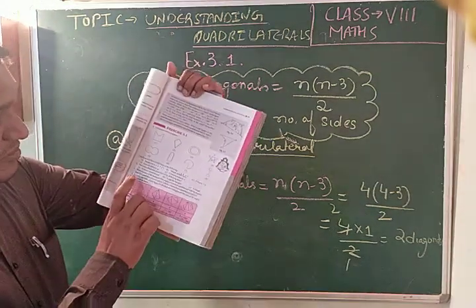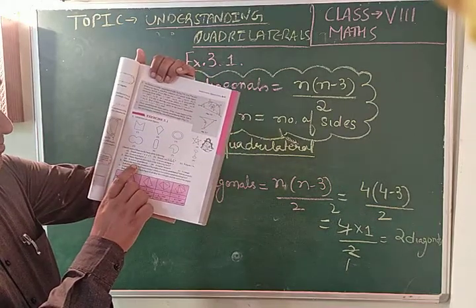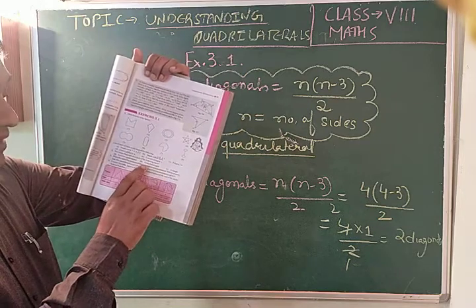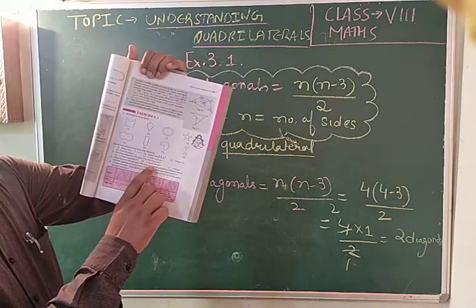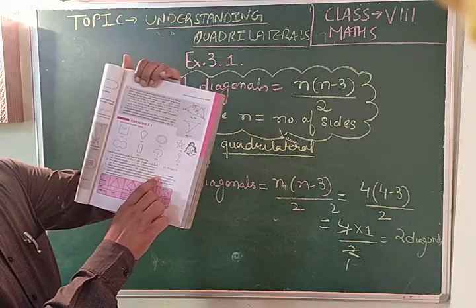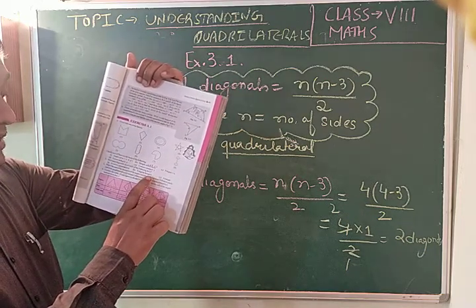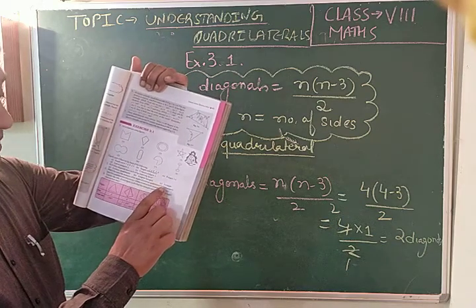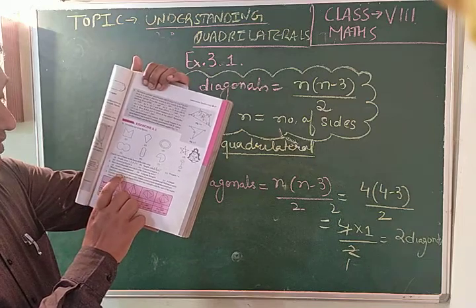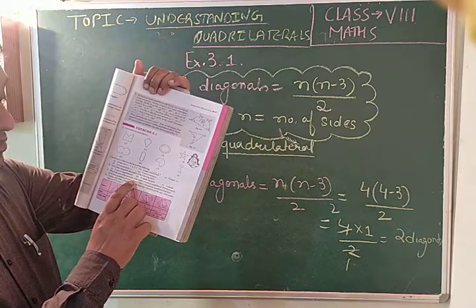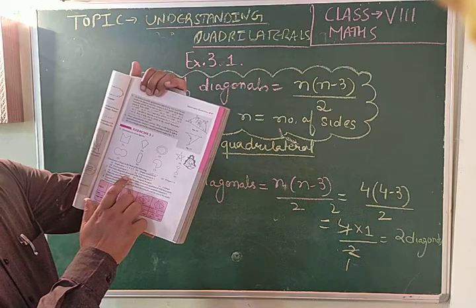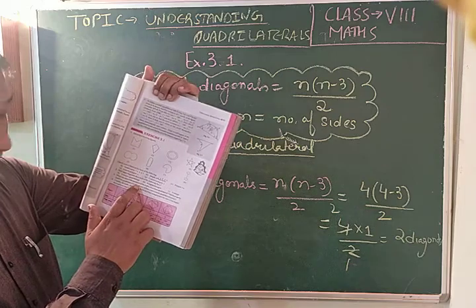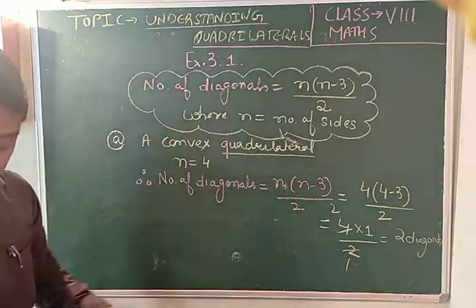Now after this, we will do question number 3. In question number 3: what is the sum of the measure of the angles of a convex quadrilateral? Here we have to find the sum of the measure of the angles of a convex quadrilateral. Convex quadrilateral means whose diagonals are inside the figure, and quadrilateral means having 4 sides. Will this property hold if the quadrilateral is not convex? You have to tell whether this property holds for not convex. Not convex means concave quadrilateral. So try this.